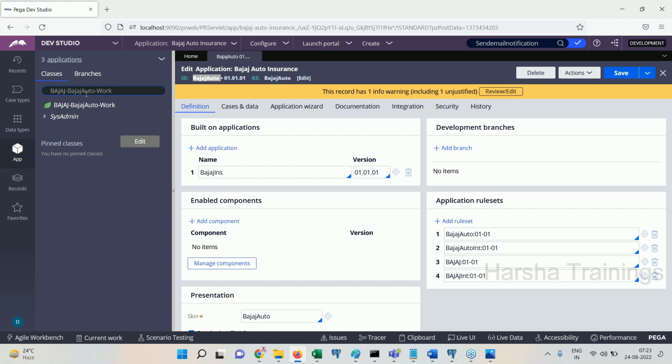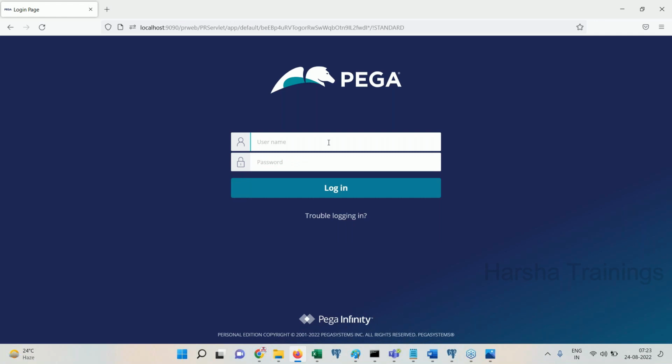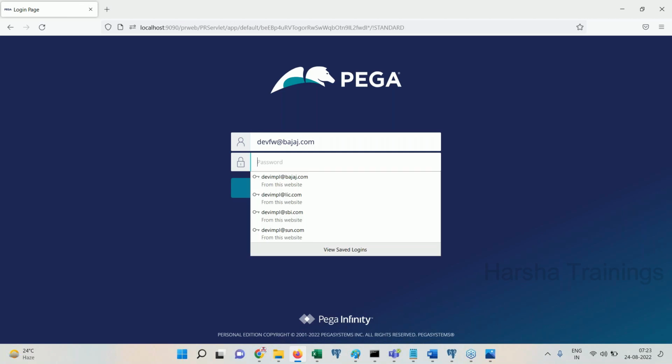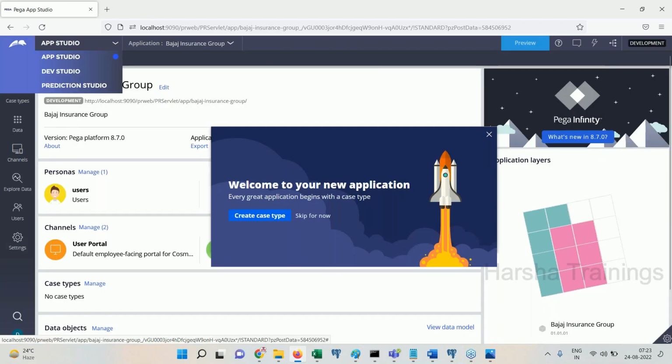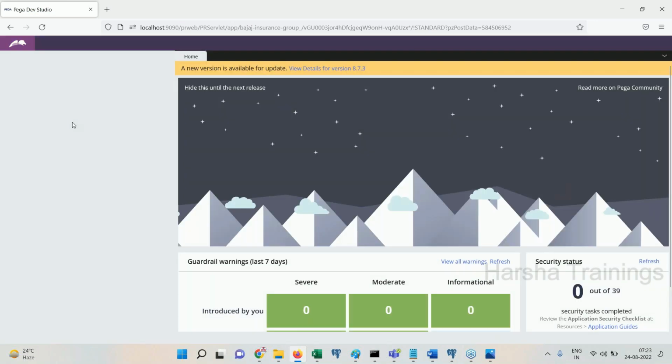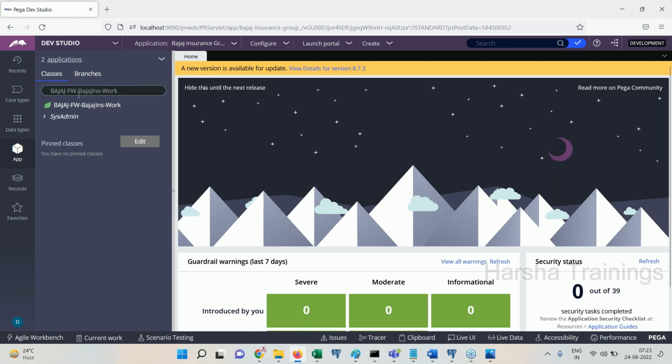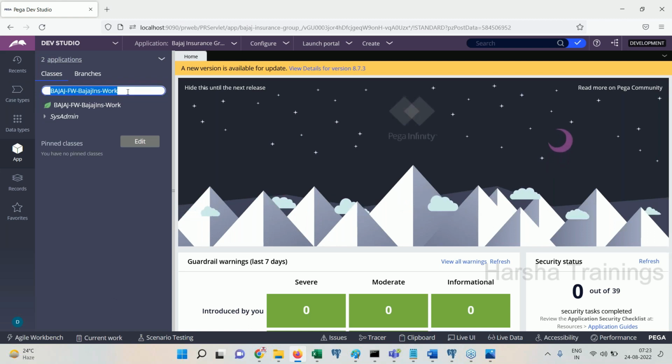How many classes did we get for the implementation application? 3 classes. Let me log into the framework application and see, just for your information. What is our framework application ID? fw@bajaj.com, and I have the password rules. Okay, the same way I logged into implementation, I went to framework. So here you see framework application, App Explorer, classes. Here how many classes are loaded? 4 classes loaded. Organization class is there, division class is there, unit class is there.